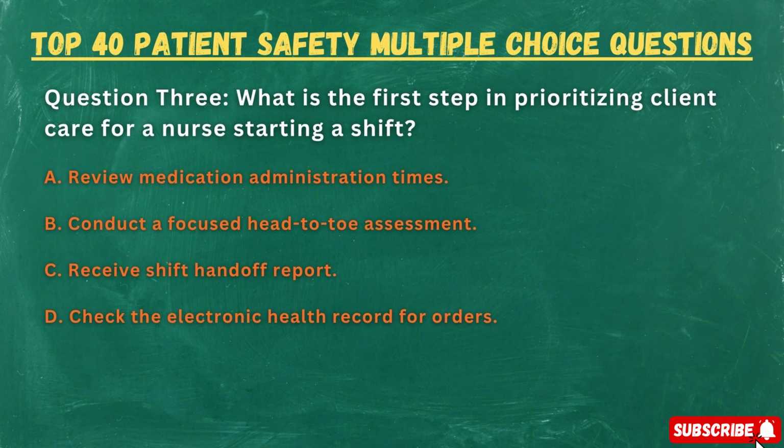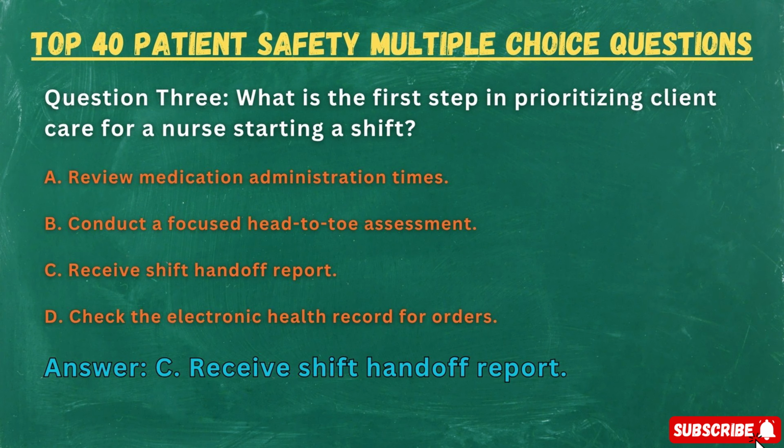Question 3. What is the first step in prioritizing client care for a nurse starting a shift? A. Review medication administration times. B. Conduct a focused head-to-toe assessment. C. Receive shift handoff report. D. Check the electronic health record for orders. Answer. C. Receive shift handoff report.